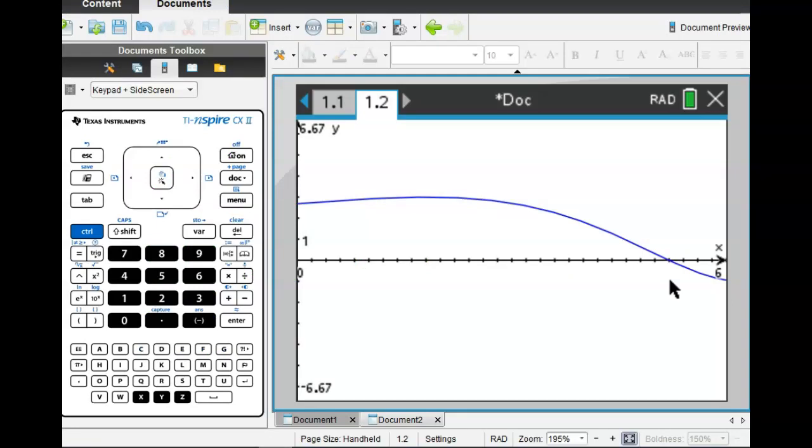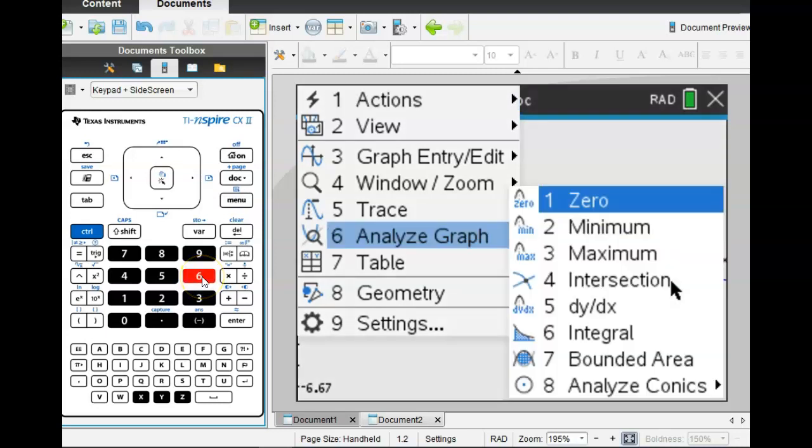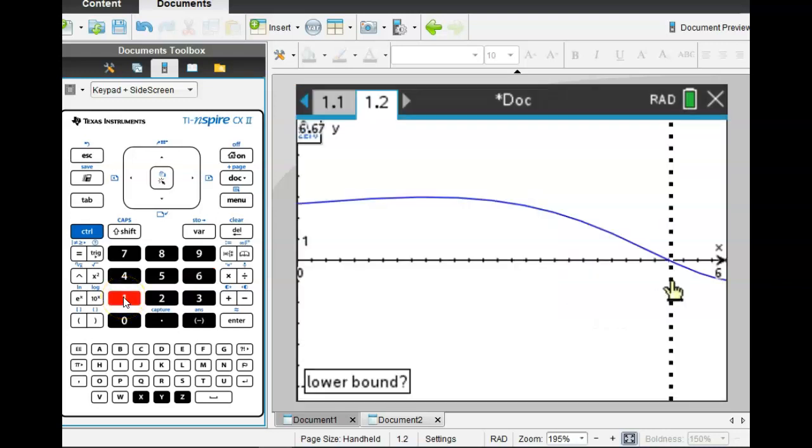Okay? So how can I figure out when that is from this graph? It's when it's 0, right? So I want to figure out what my 0 is. So I'm going to do menu. What am I trying to do? I'm trying to analyze my graph. That's 6. How do I want to analyze it? I want to find the 0. That's number 1.